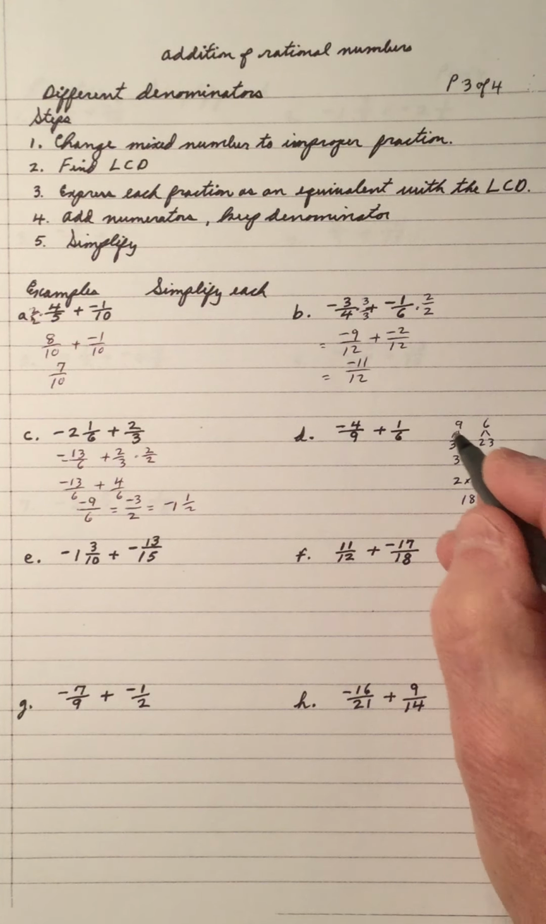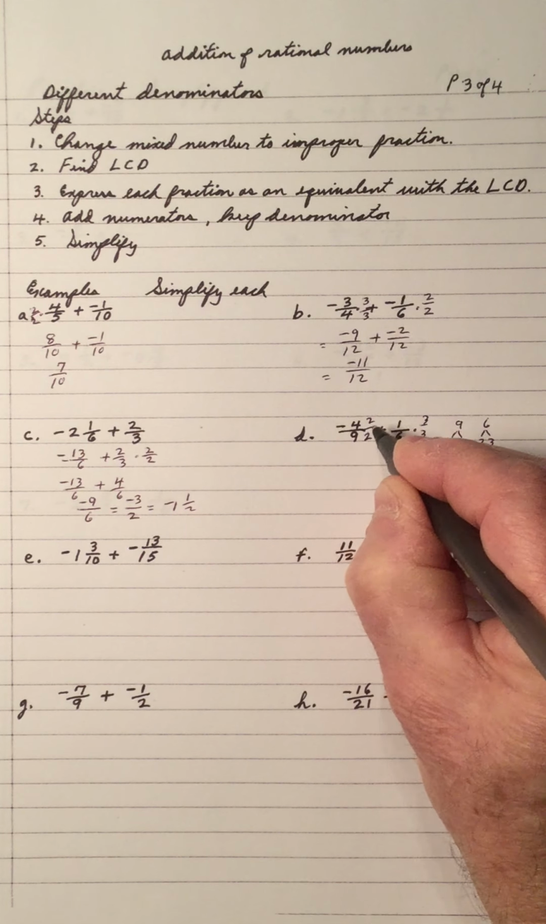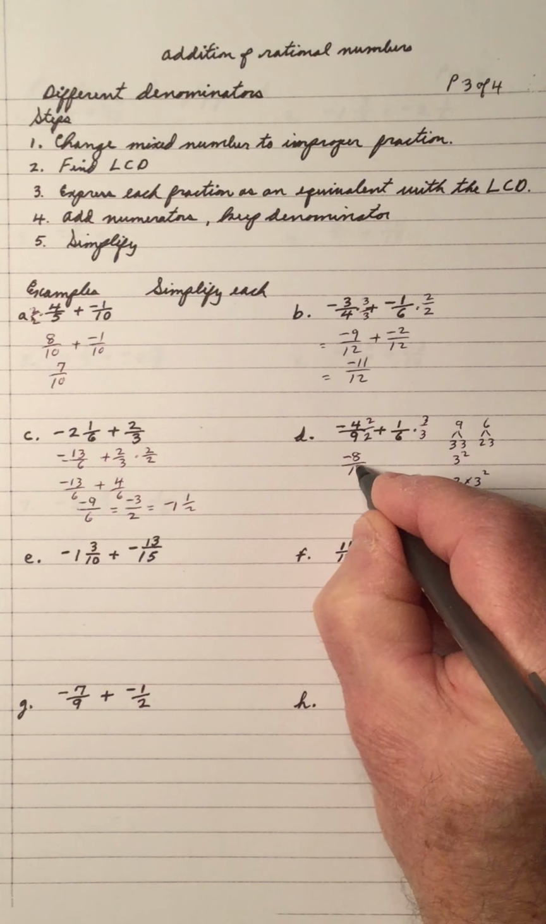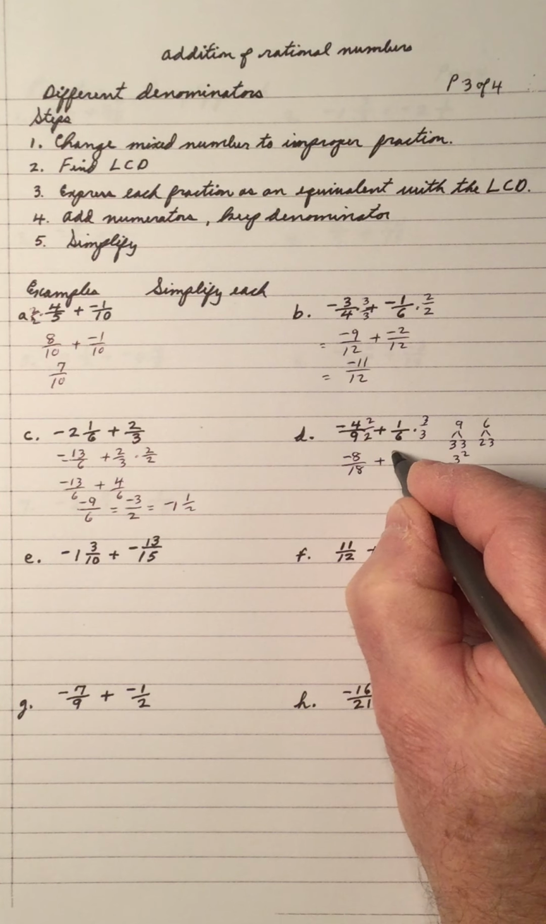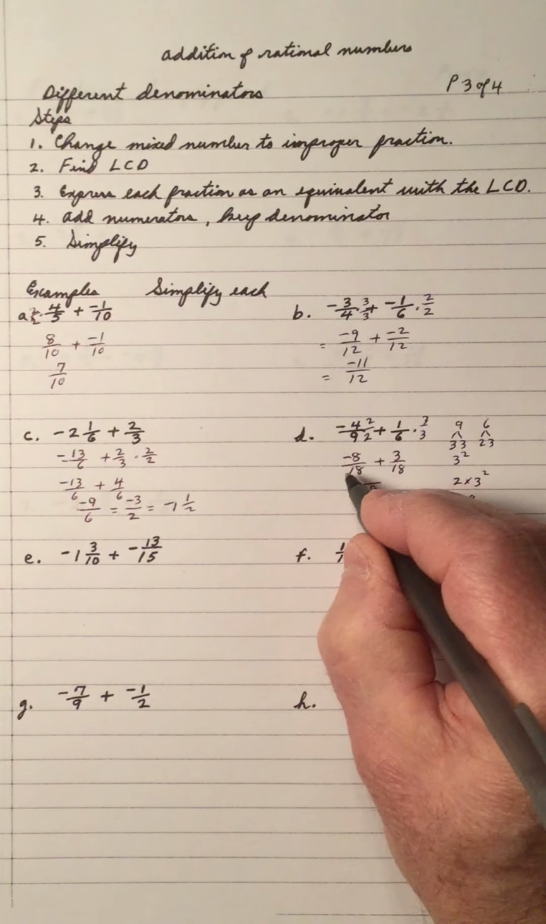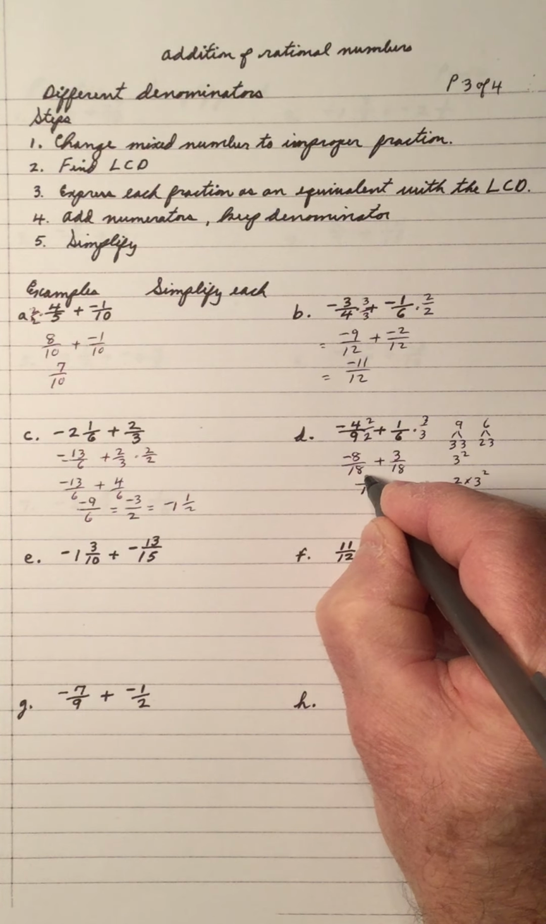So we multiply the 6 by 3 over 3. We multiply the 9 by 2 over 2. That gives us -8 over 18 plus 3 over 18. The common denominator is 18, so we write it down. They're common. We have to write it down. -8 and 3 is -5. Can't reduce.